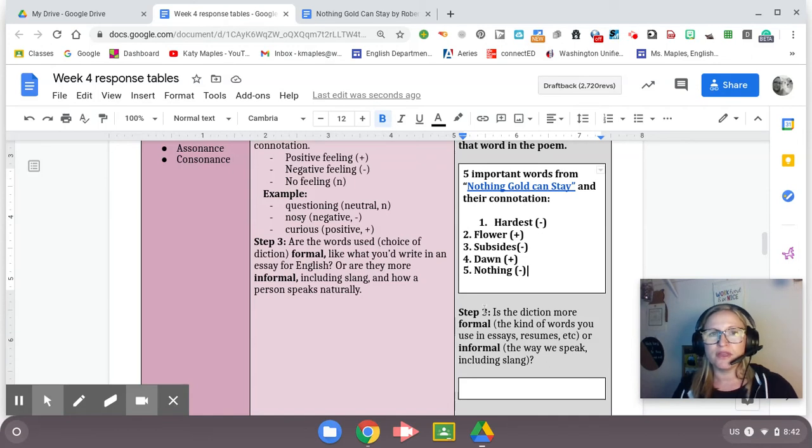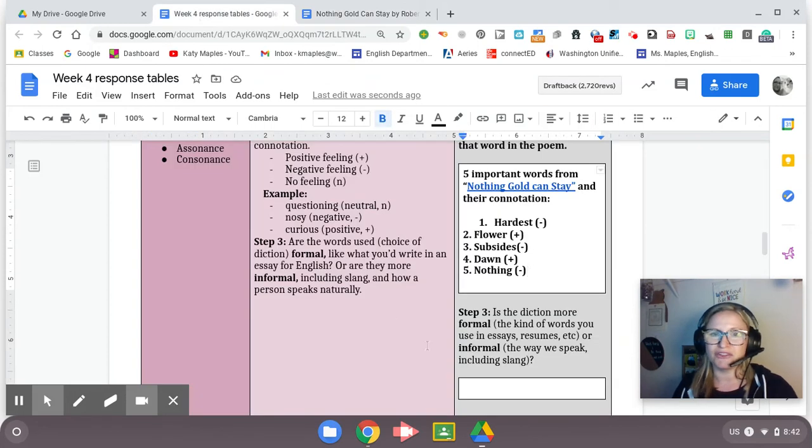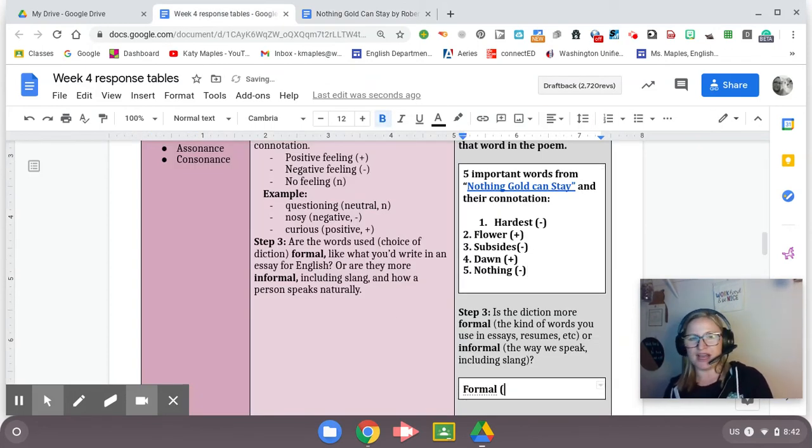So this poem, if we go and look back at it, it's pretty formal. There's no slang. It's not fancy, but it's formal. It's very approachable and understandable, but there's no slang. So I'm going to say formal, and I'm just going to add in, but not fancy. We can all read it and pretty much understand it, right? It's not like we have to get out a dictionary to understand this poem.